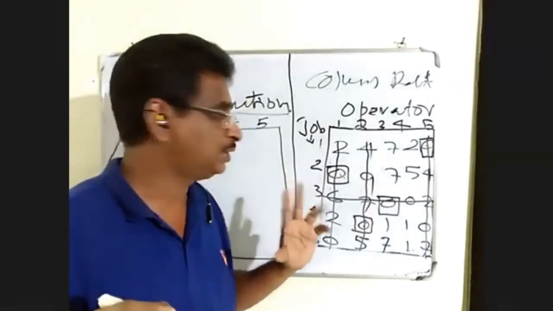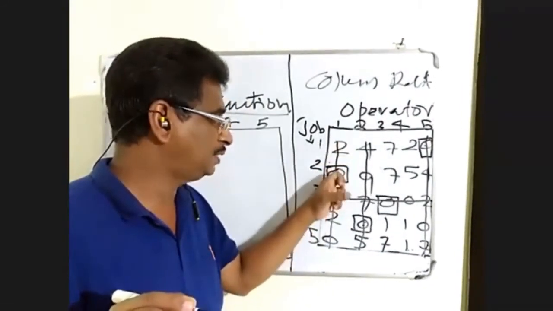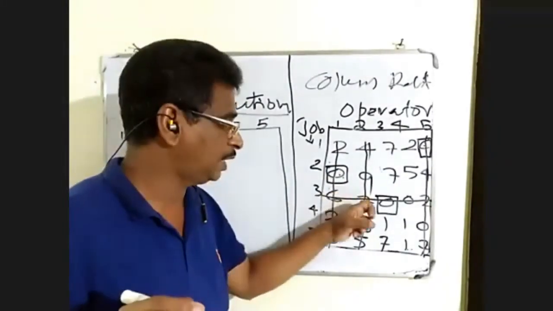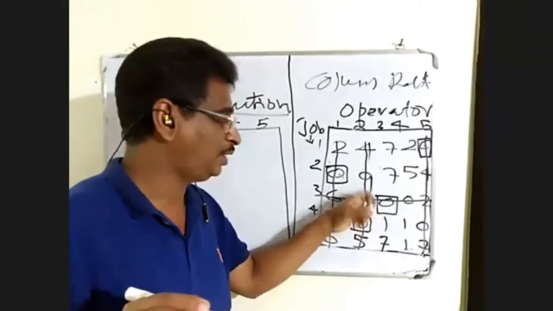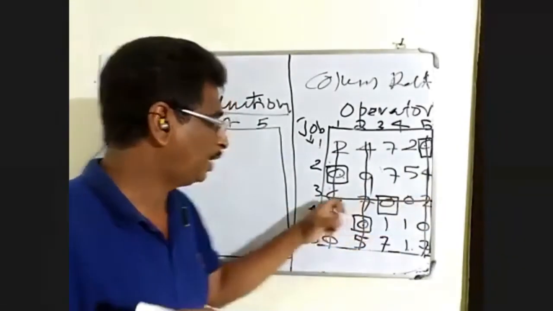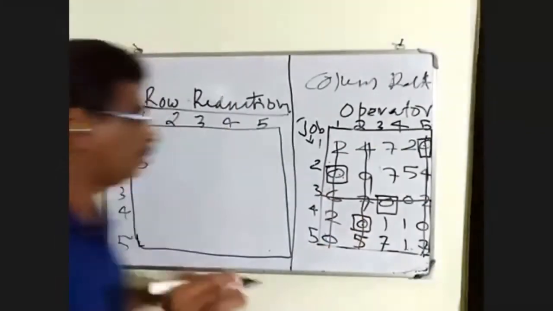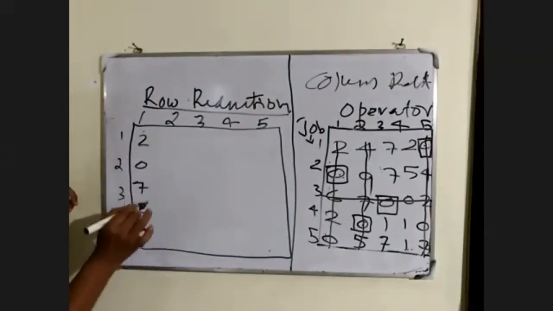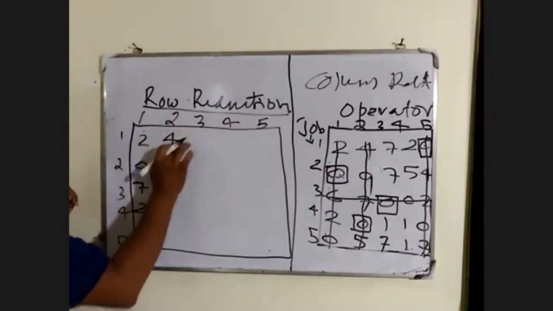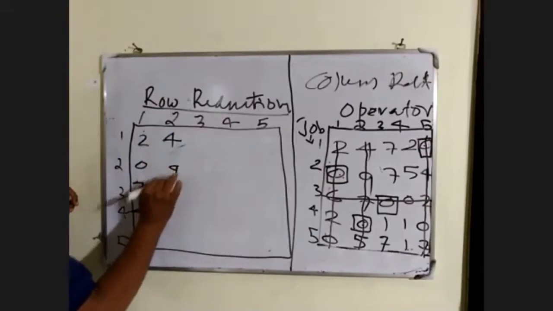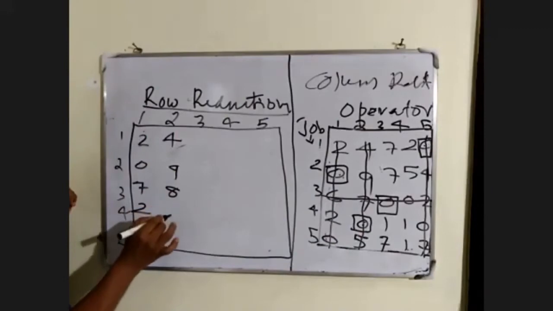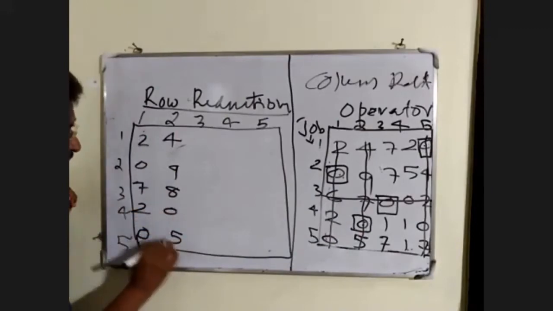The cutting line 2, 0 we write as it is. What are the intersection points here? 6, 7 and 2 are intersection points. At the intersection points we add the minimum value: 6 plus 1 is 7, 7 plus 1 is 8. The remaining cutting line values you keep as they are: 2, 0, 4, 0, 5.